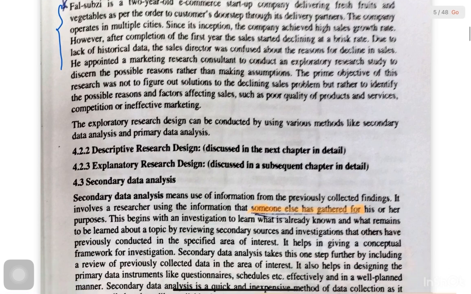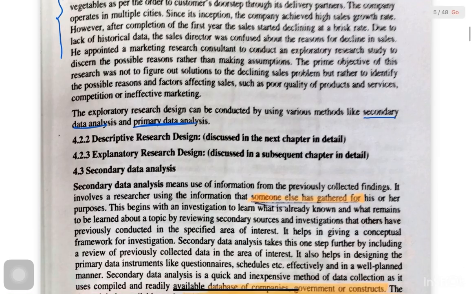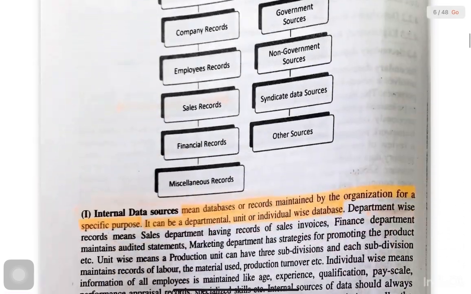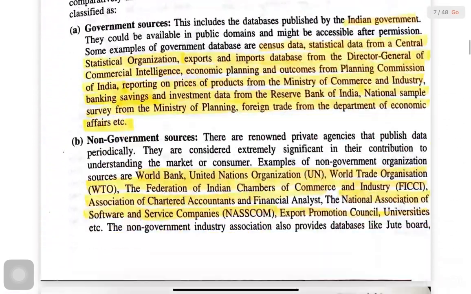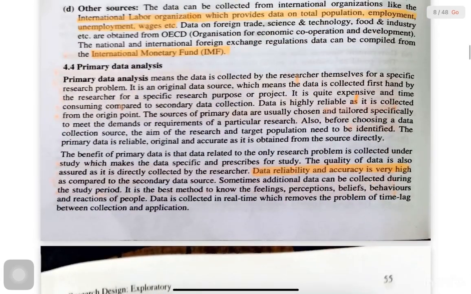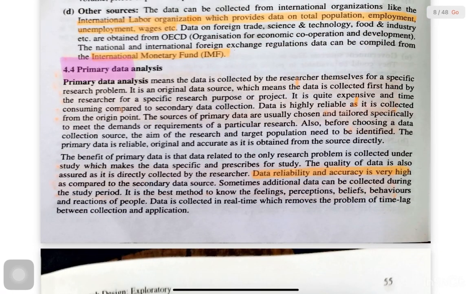So exploratory design can be conducted by using various methods like secondary data analysis and primary data analysis. So these two are right here. We'll study primary data analysis first, and then we'll jump to the secondary data analysis. So here's the primary data analysis.